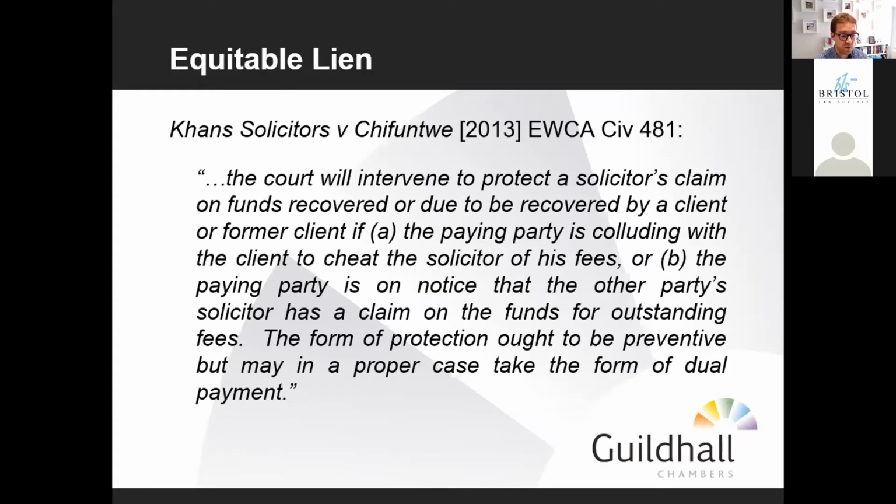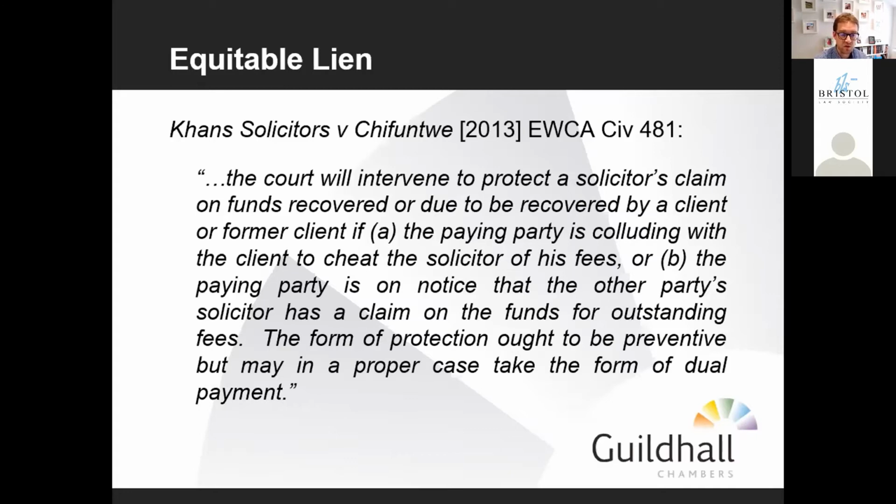And that claim was ultimately successful before the Court of Appeal, who held that in circumstances where there's either collusion between the parties to defeat a solicitor's lien, or where the paying party is on notice of that lien and makes a payment notwithstanding that notice, they can be ordered to pay for a second time. So in this case, because Khans had said to the Home Office that payment should be made to them direct because they were owed money, the Home Office had to pay the £13,000 over for a second time.